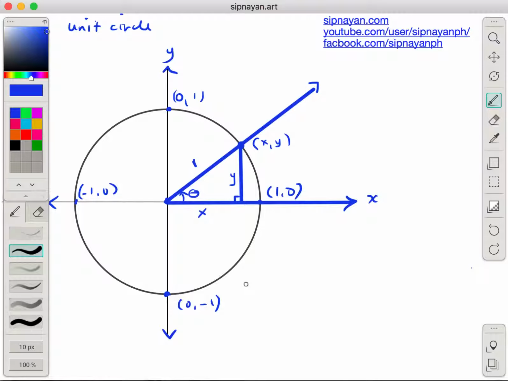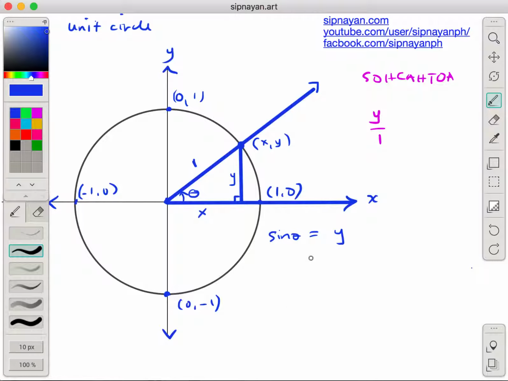So, pag sinabi natin sine theta, no? Ano yung sign? Alala nyo pa? Yung SOHCAHTOA natin. Sine is opposite over hypotenuse. Ang opposite ng angle na to is y, no? Y over, anong hypotenuse? 1. So sine theta is y over 1 or simply y. Y over 1 is y.